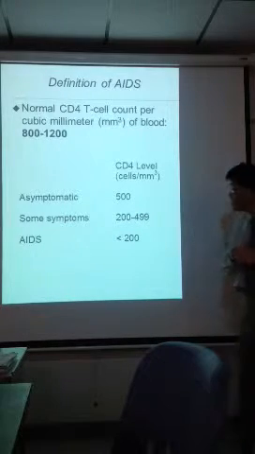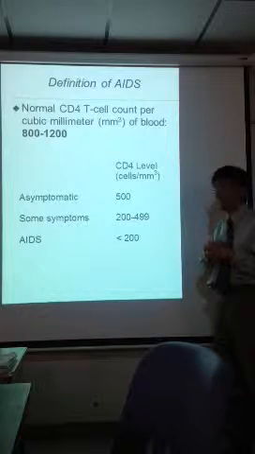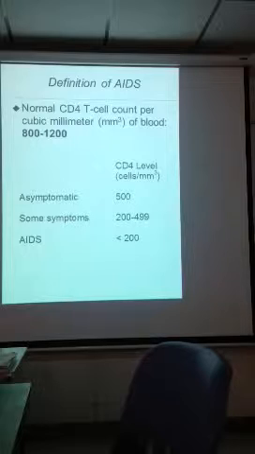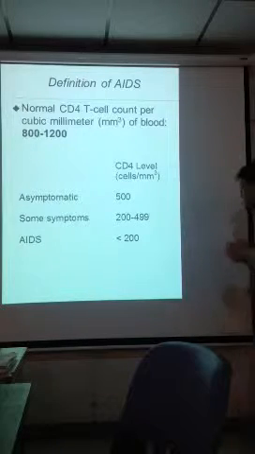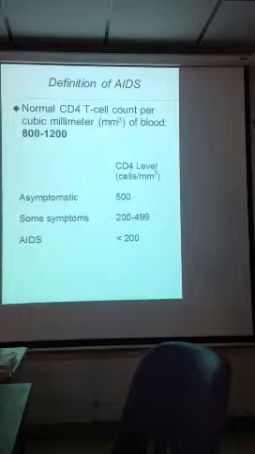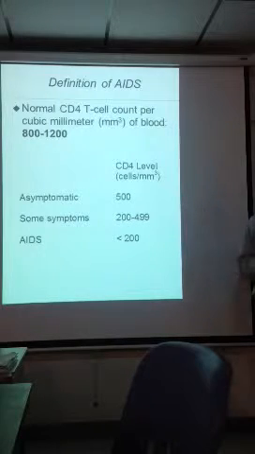They start showing some symptoms if the levels of T cells drop to between 200 and 499. They'll start to show some symptoms. How these symptoms might show up is like when an HIV patient catches a cold. Let's say you catch a cold. How long does it take for you to recover? 3 to 5 days, maybe, for a common cold.